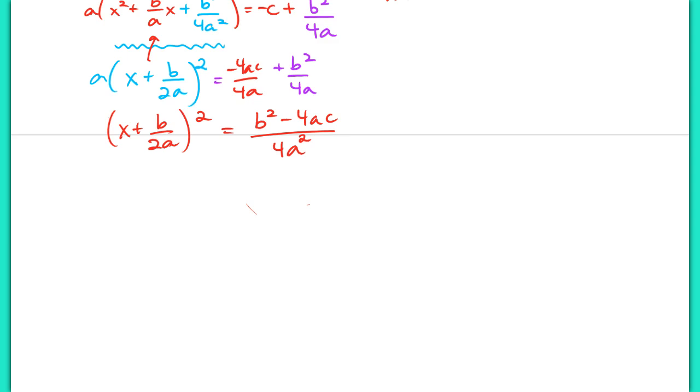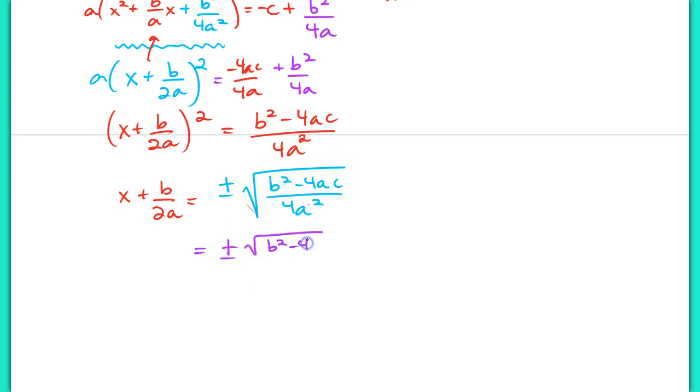Now we're going to square root both sides of this equation. So we have x plus b over 2a is equal to, on the right-hand side, plus or minus the square root of b squared minus 4ac all over 4a squared. Now, this might start looking a little familiar to you. If not, that's okay. On the right-hand side, let's try to simplify this. We have plus or minus the square root. In the numerator here, I can't really do anything. It's not a perfect square, so I can't really simplify that. But in the denominator, the square root of 4a squared, well, that's just 2a.